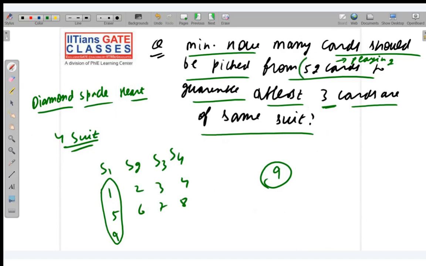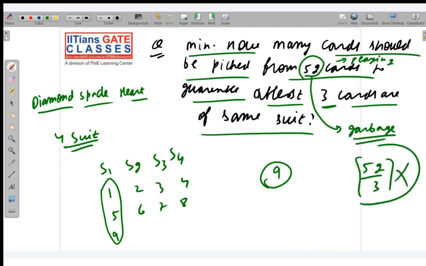So by common sense we can do it. The 52 cards is garbage data. Now please do not say, sir, 52 divided by 3, ceiling function or floor function. No, this is not the answer. So 9 cards should be picked, and the best way out is, please do not apply a formula everywhere. Not everywhere is the formula essential. So you try to do it by common sense.